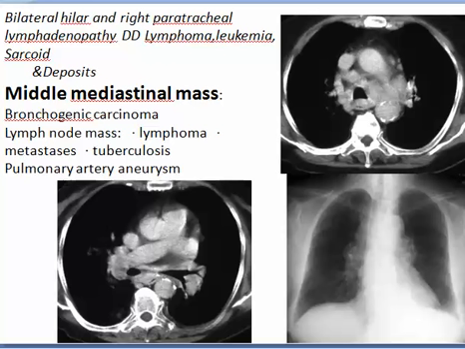In this case, we have bilateral hilar, meaning tracheobronchial, and there is right paratracheal lymphadenopathy. The differential diagnosis includes lymphoma, leukemia, sarcoid, and deposits. So we have middle mediastinal masses. Differential diagnosis could be carcinoma, lymphoma, metastasis, tuberculosis. All of this, of course, will present as lymph nodes, and could be pulmonary artery aneurysm, and on top, sarcoid.